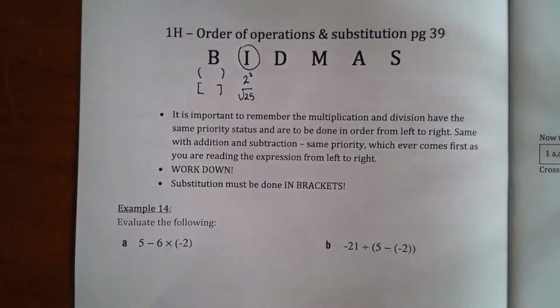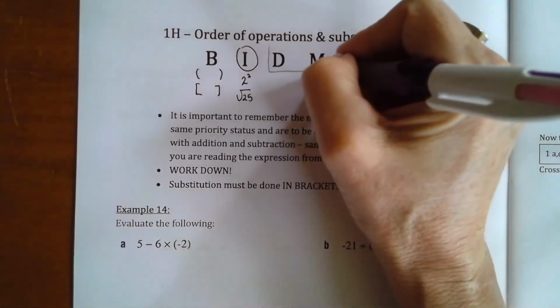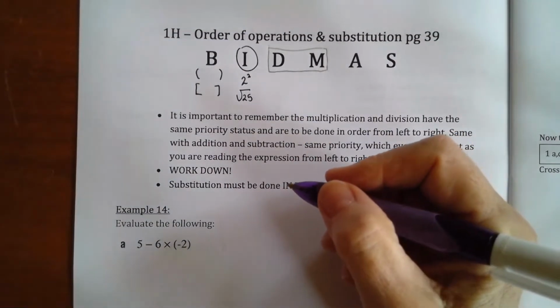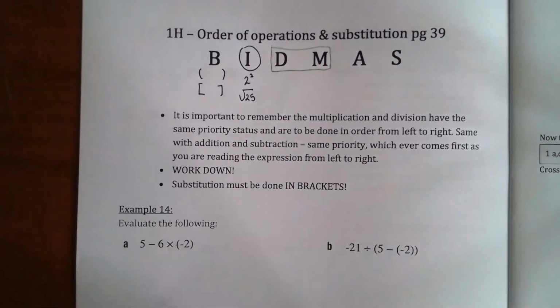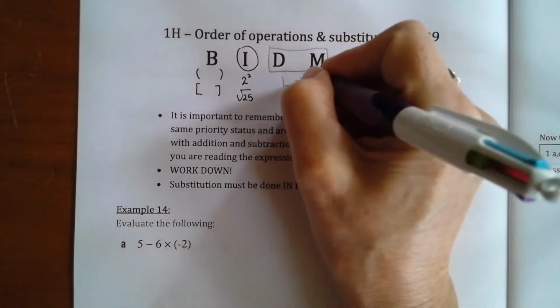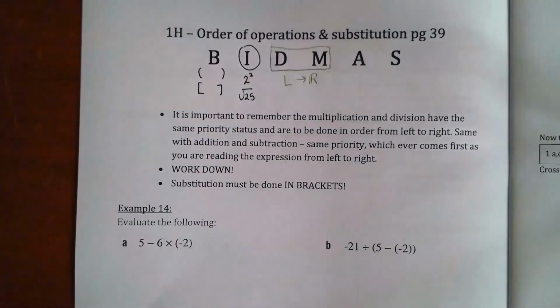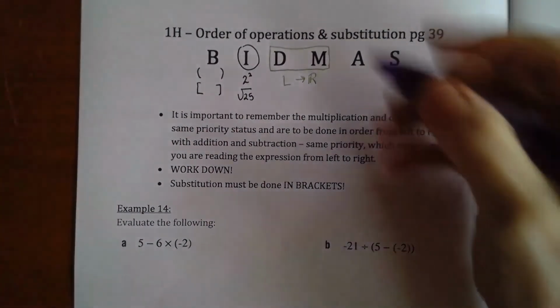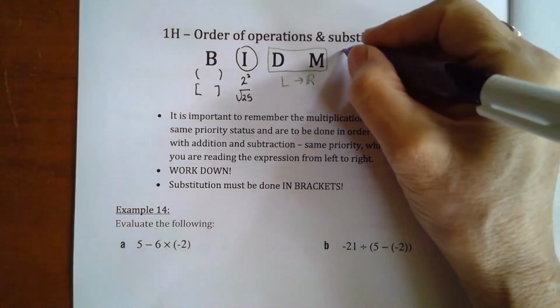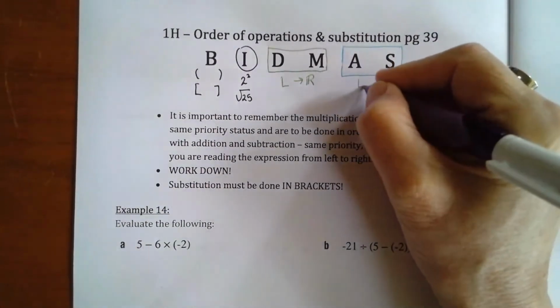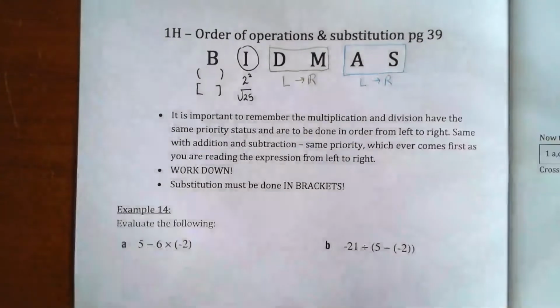Now, division and multiplication, very tricky. Division and multiplication come together. They have the same power, as it were, and we go from left to right and do any division and multiplication next, from left to right. And then AS, addition and subtraction, comes last, also from left to right. So that'll come up in a minute.